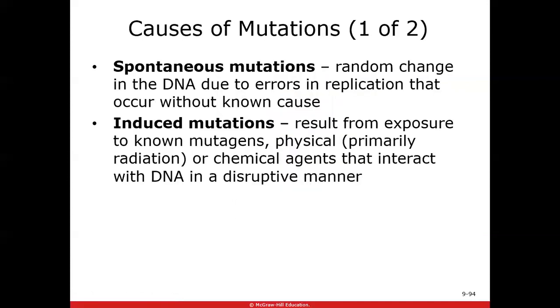So, causes of mutations. You can have spontaneous mutations, a random change in the DNA due to errors in replication that occur without a known cause. That's a spontaneous mutation. Do know those: spontaneous mutation, a random change in DNA where we don't know the cause, and induced mutation, which results from exposure to known mutagens. These can be physical, primarily radiation, or chemical agents that interact with DNA in a disruptive manner.